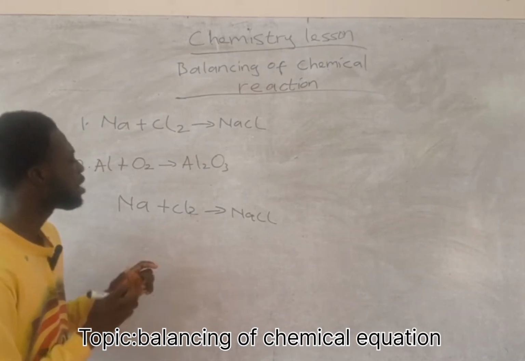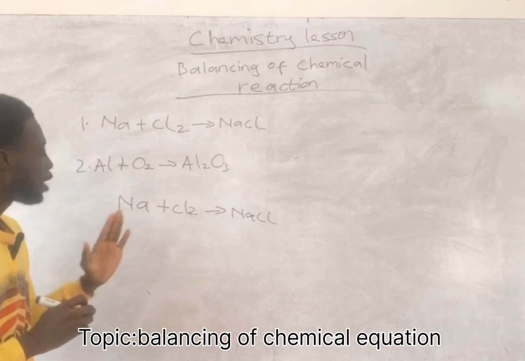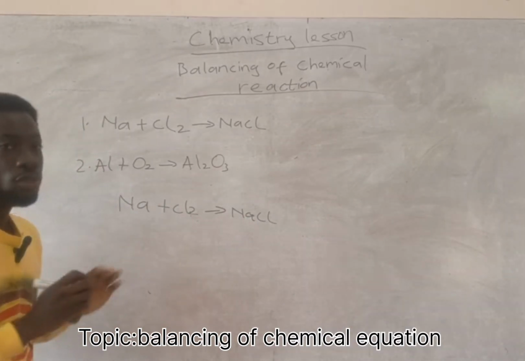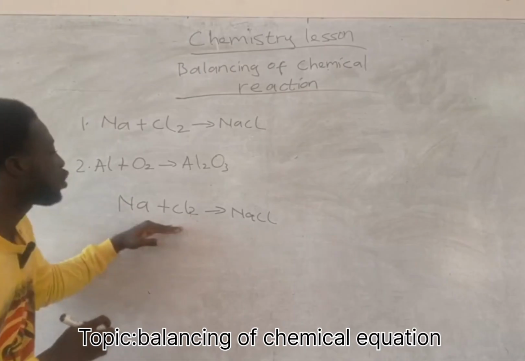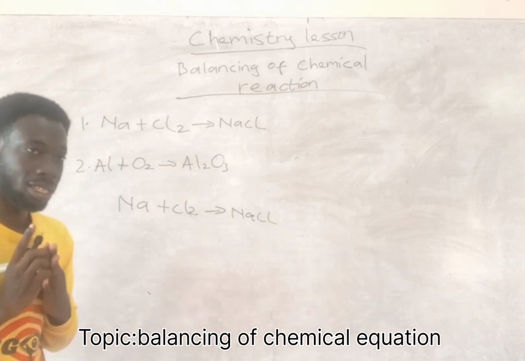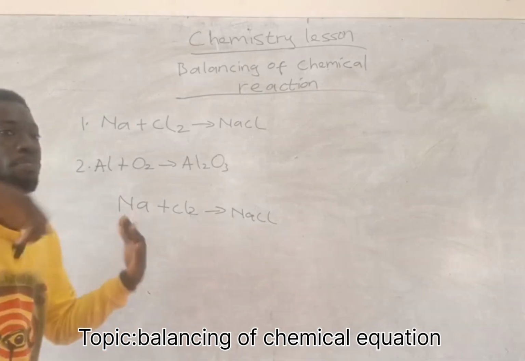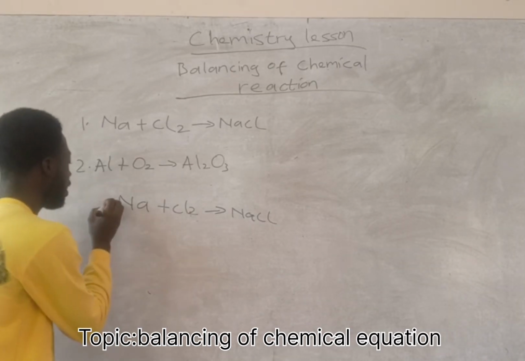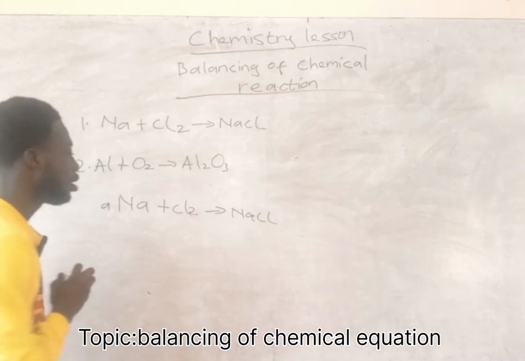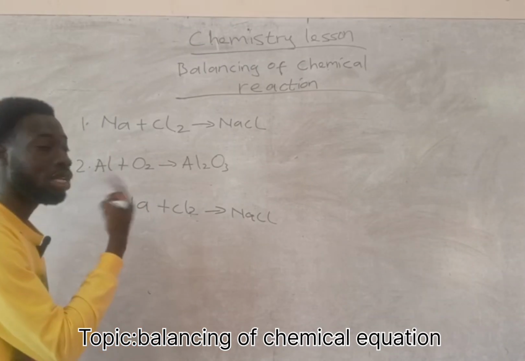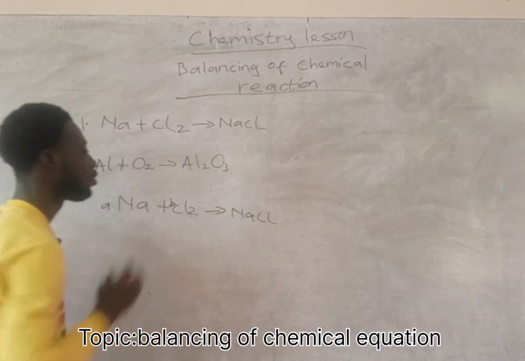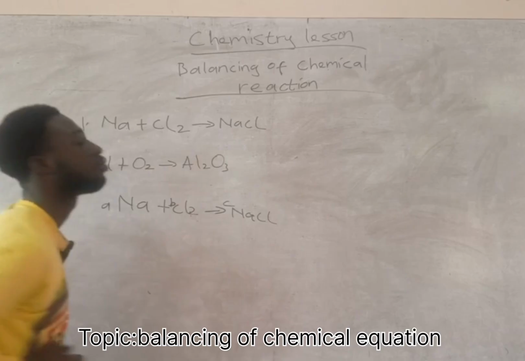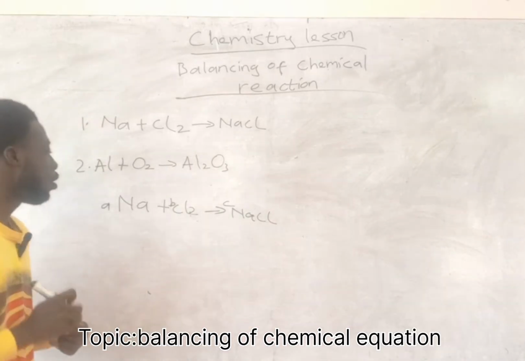Now look, we are going to balance it using the algebraic method. So when you are balancing it using the algebraic method, first, this is the element, right? So what you have to do is represent each of the elements with letters. Is that clear? So you can pick any letter. So for example, I will name sodium A, right? Then the chlorine here, I will name it B. Now, this one, I will name it C. Is that clear? All right.